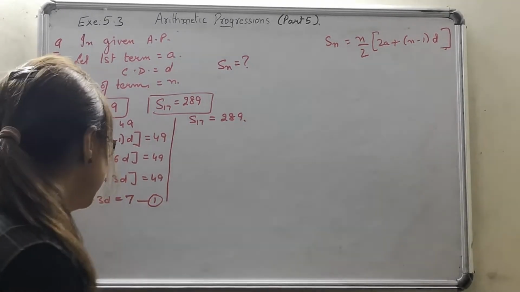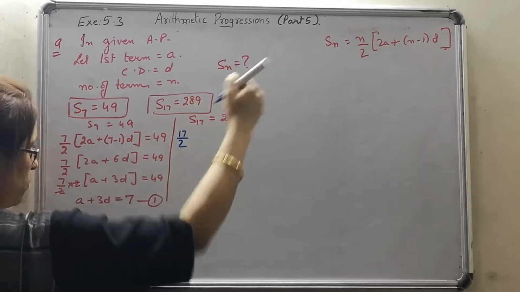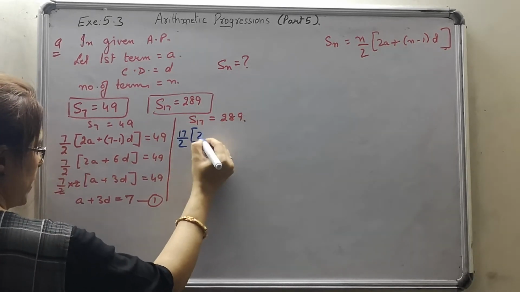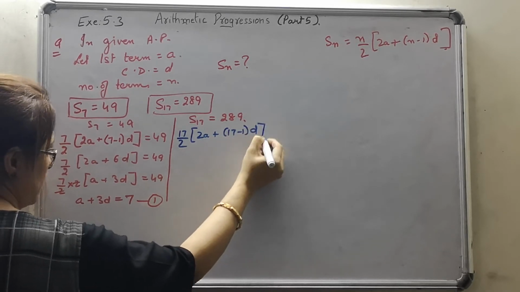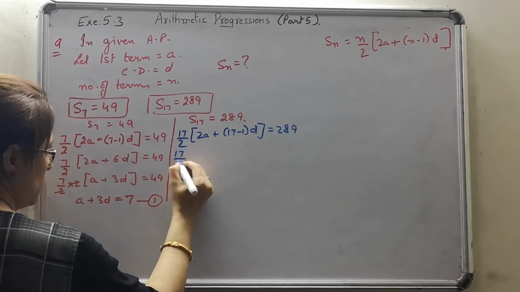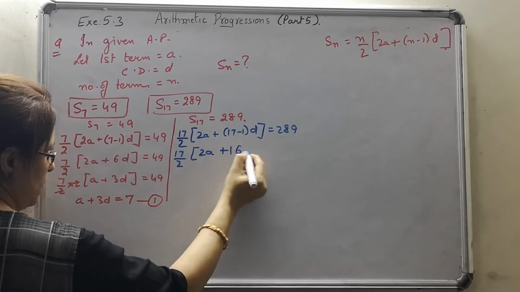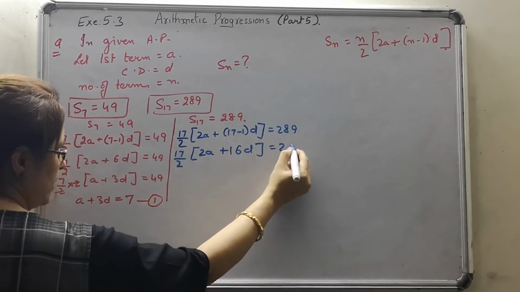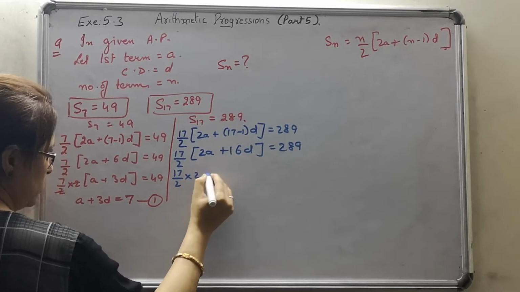So working on the second part, 17 upon 2, using the formula for Sn, this is 2a plus 17 minus 1 into d is equal to 289. So this is 17 upon 2, 2a plus 16d is equal to 289. We can take 2 common from the bracket.